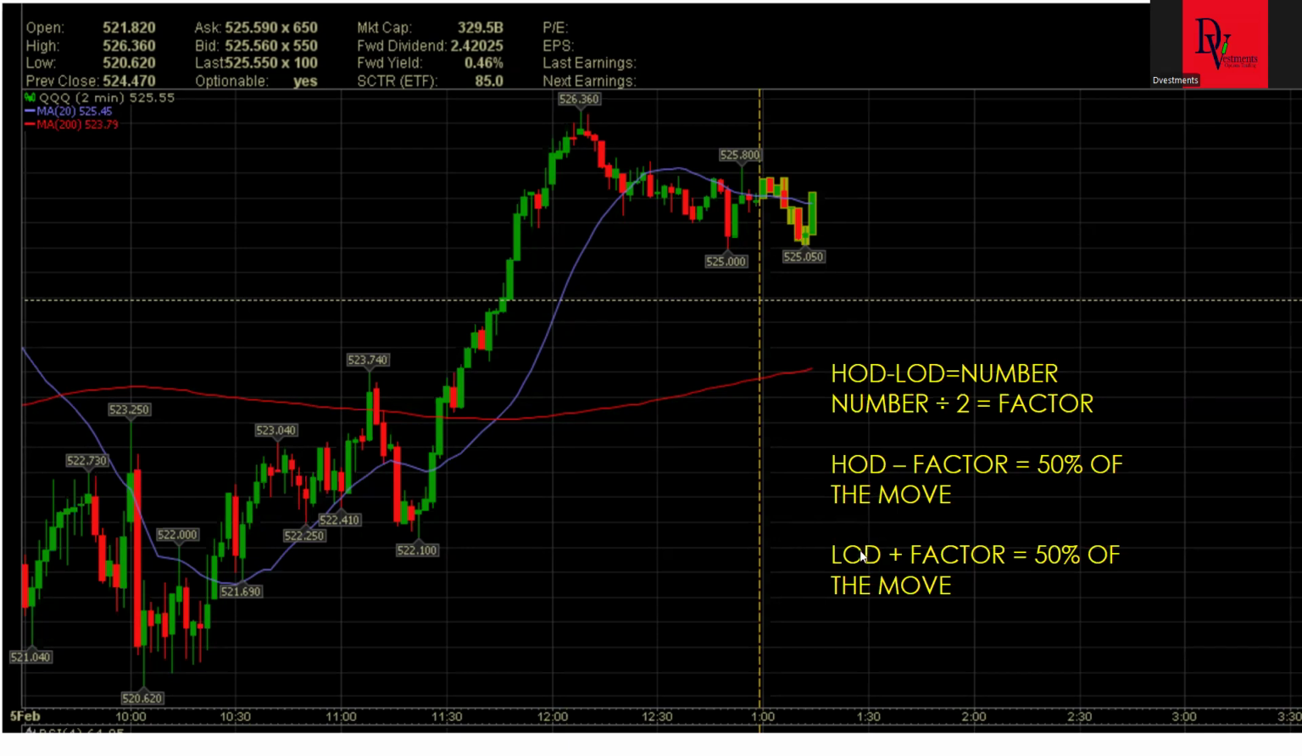And if you take the low of the day plus the factor, that's going to give you the 50% move of the day. These two numbers are going to be the same. Whether you subtract the factor from the high of the day or you add the factor to the low of the day, it's going to give you the same number. So whichever one you feel comfortable doing, it doesn't matter.